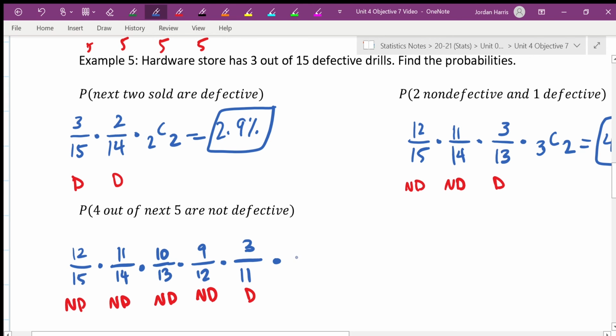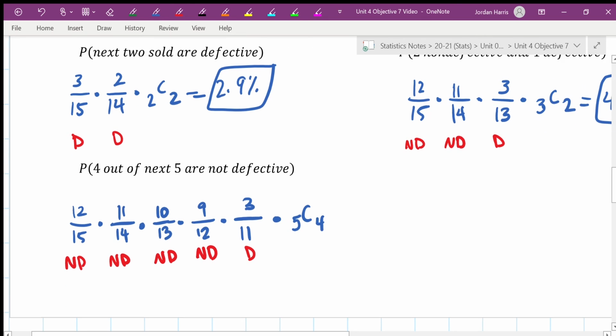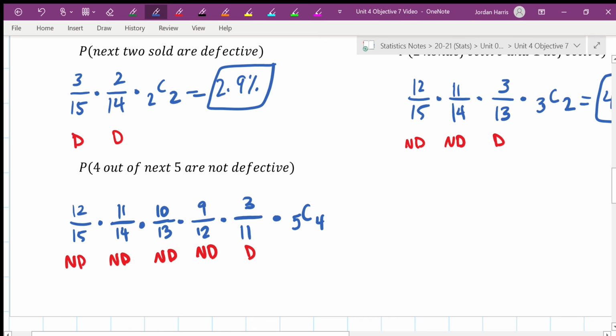Okay, so then we have 5 drills total, C4. Remember that bigger number is always first. Total number of drills we sold. 4 is how many non-defective we want. Or you could do 5C1, how many defective, would give you the same answer either way. And you get 49.5%.